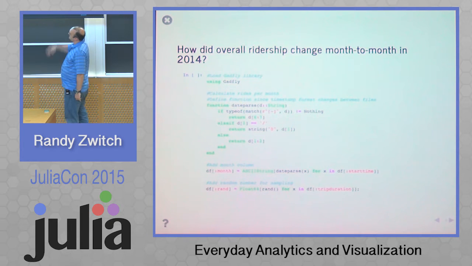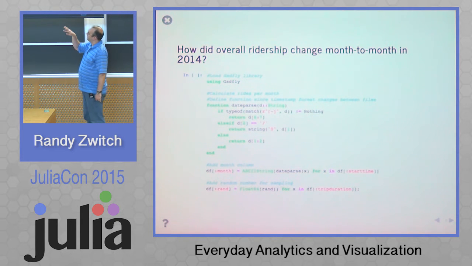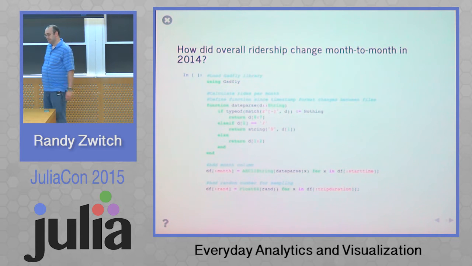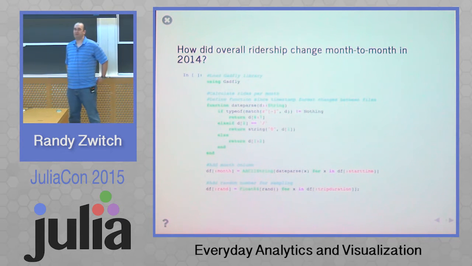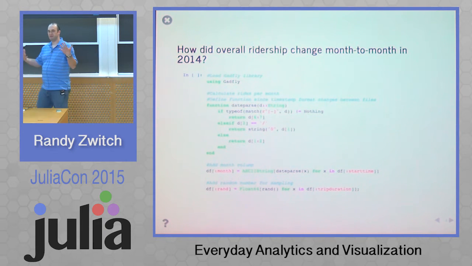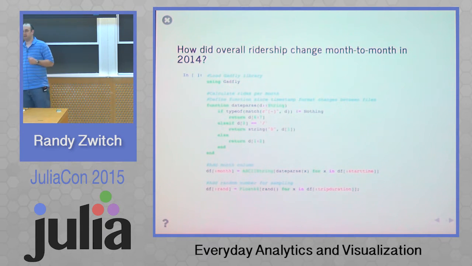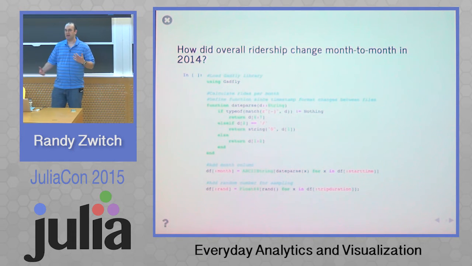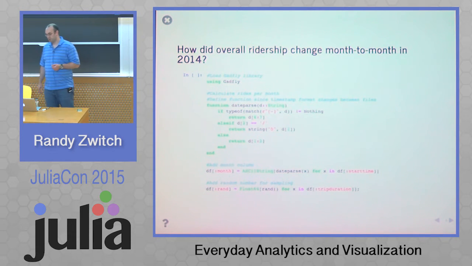And then finally, I added a quick random number to the data set. Because when we get to Gadfly, you don't really want to plot 8 million points. Humans can't really deal with that much information. Computers can't really render that in a decent way. So we'll use just the random number to make our data set smaller and easier to visualize.